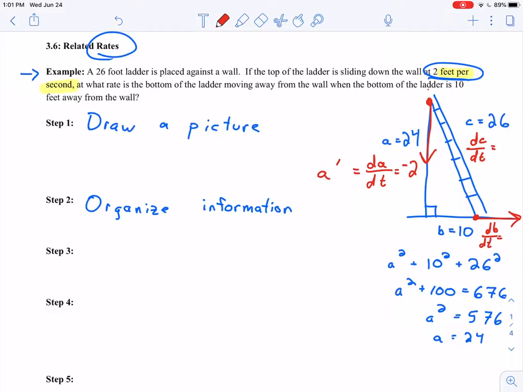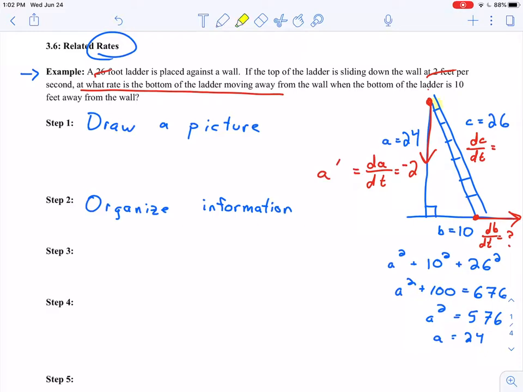Let's see. What else does the problem tell us? Let's maybe erase some of this so that we can look. We've talked about the 26 feet. We've talked about the top of the ladder sliding down. It says, at what rate is the bottom of the ladder moving away from the wall? That's describing the rate of change of side B, which means that dB over dt is what I'm looking for. So at the end of this problem, I would like to be able to say dB over dt is equal to this, whatever that number is.